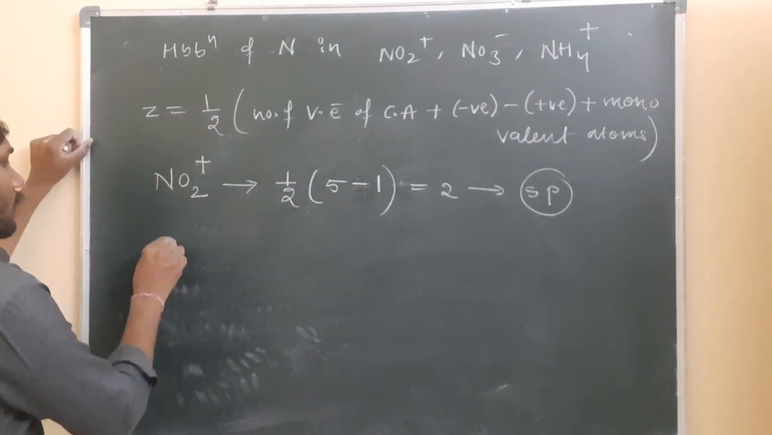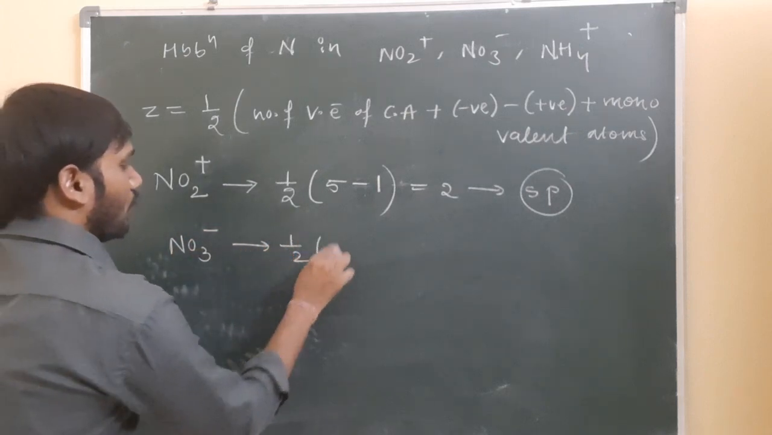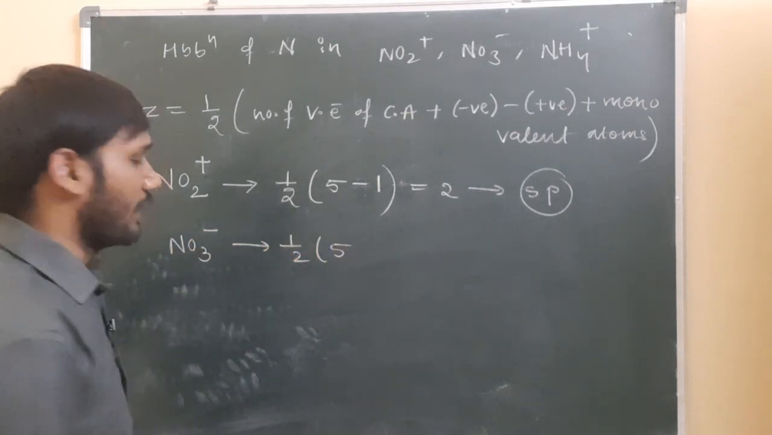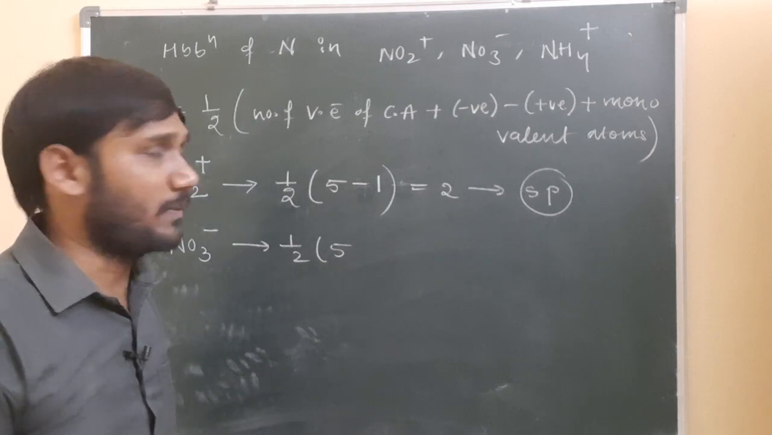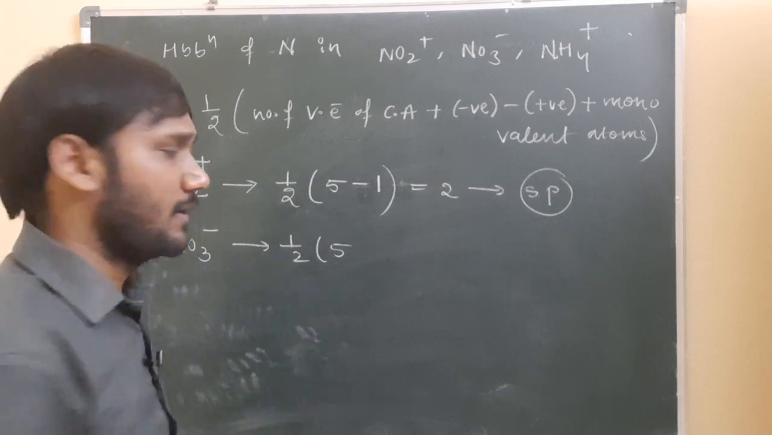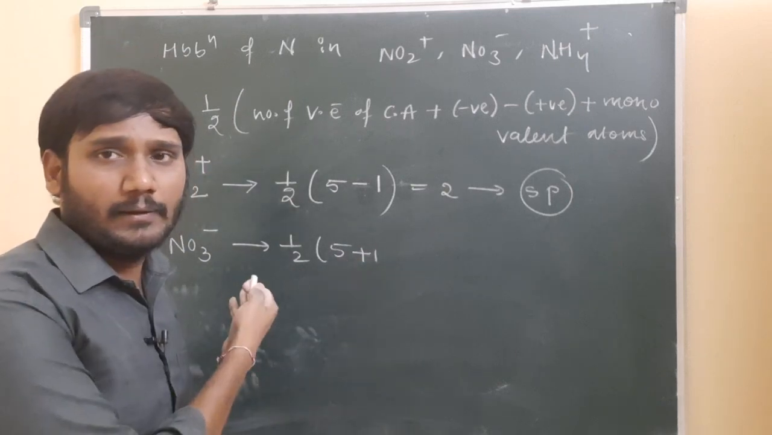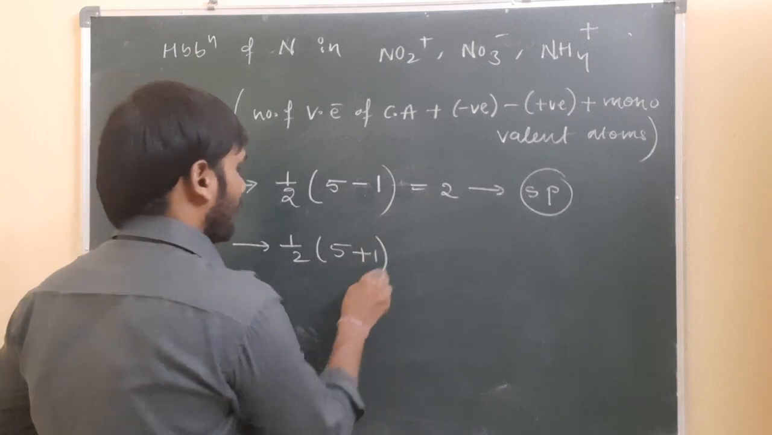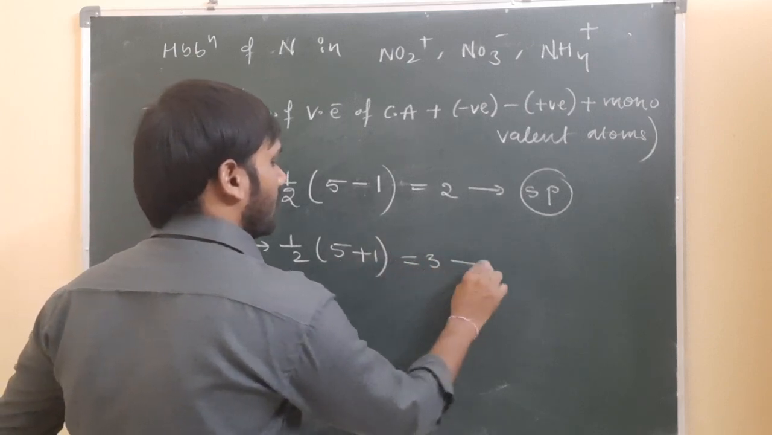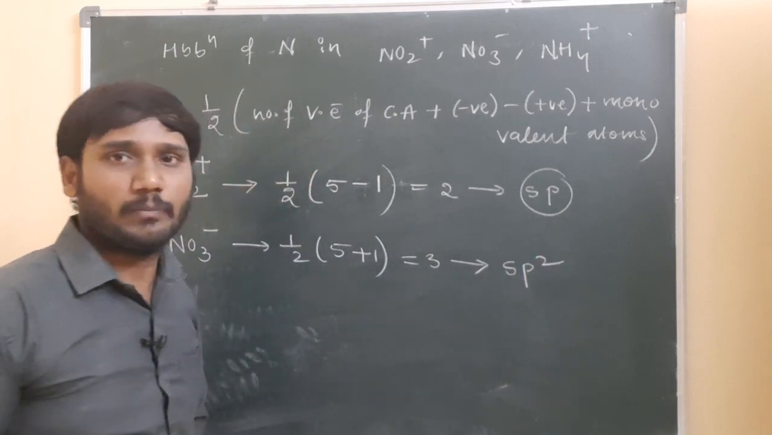Next one is NO3 minus. Half into nitrogen, fifth group, 5 valency electrons. Negative charge is present, so you write plus negative charge. How many negative charges? 1, so plus 1. Any positive charge? No. Any monovalent atoms? No. So 5 plus 1 is 6, 6 by 2 is 3, and 3 means the hybridization is sp2.